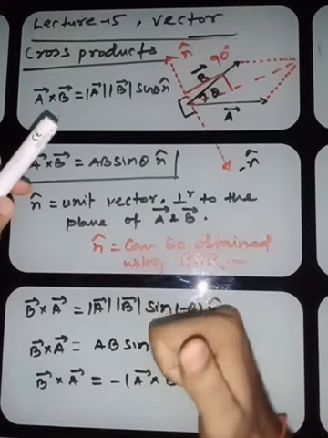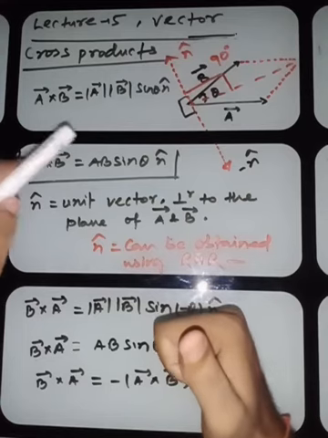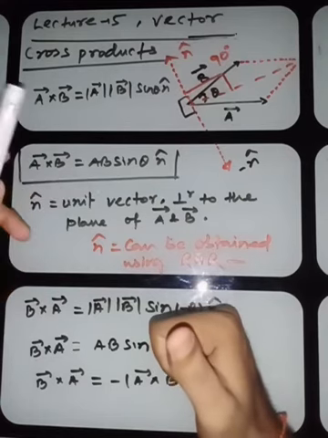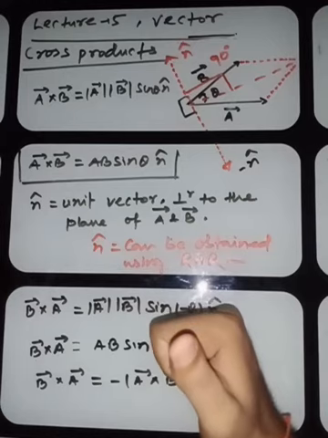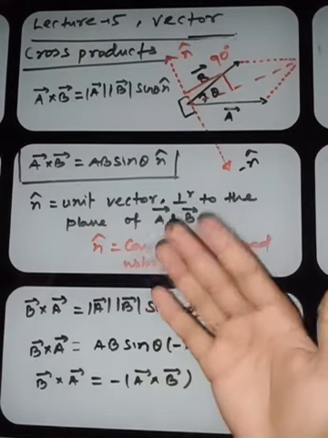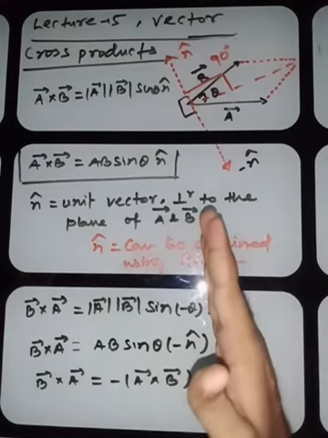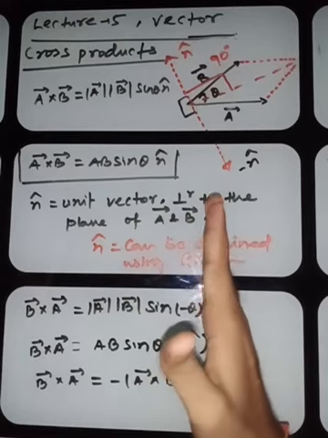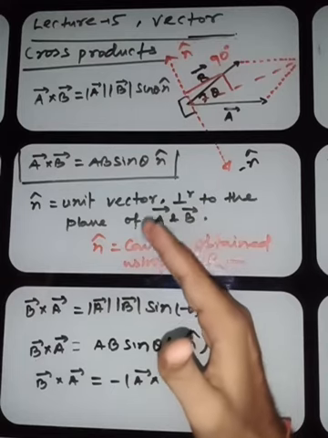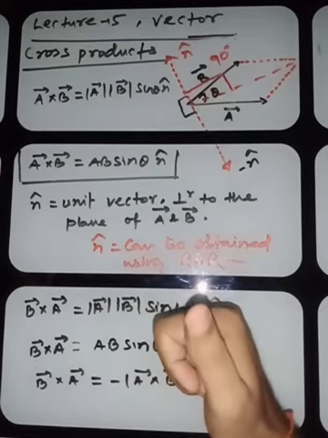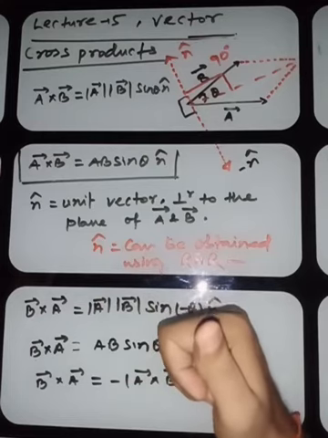The thumb will represent the direction of n cap, that is the result of A cross B. Let me tell you again. Listen carefully. If you keep your forefinger along the vector A, and you curl it to the direction of vector B, then this thumb will represent the direction of n cap. All right.